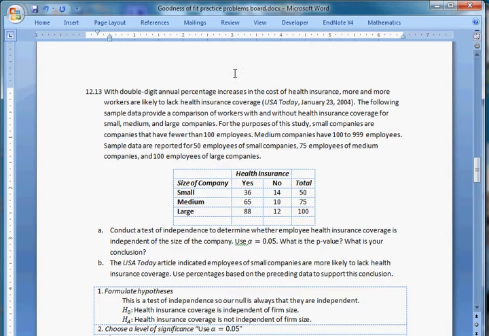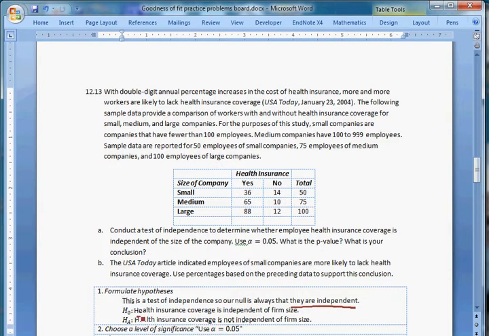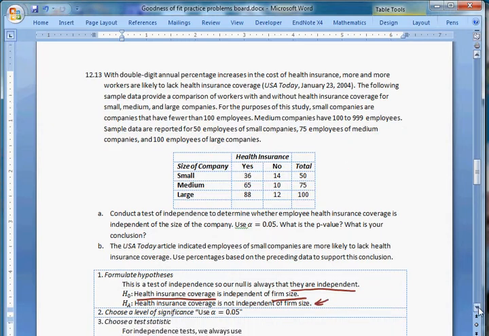For tests of independence, our null is always that they are independent. So we can state the two characteristics. One is health insurance coverage, so we're saying that health insurance coverage is independent of firm size. The alternative is that they're not independent. As simple as that. You just state the two categories, and that's what you got. Step 2, again, is easy. They give us alpha equals 0.05 right here, so that's what we're going to use.